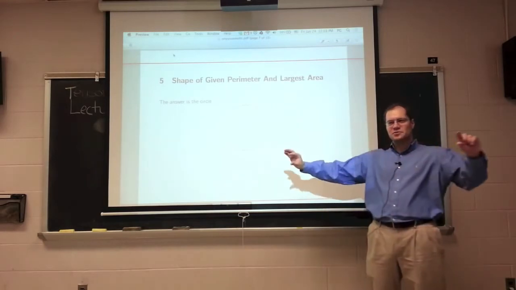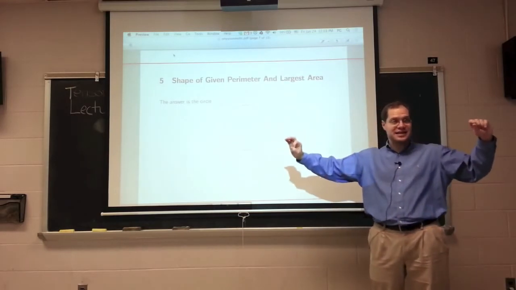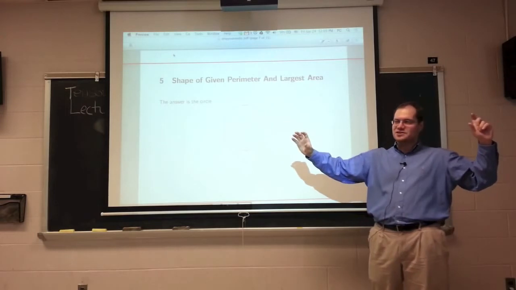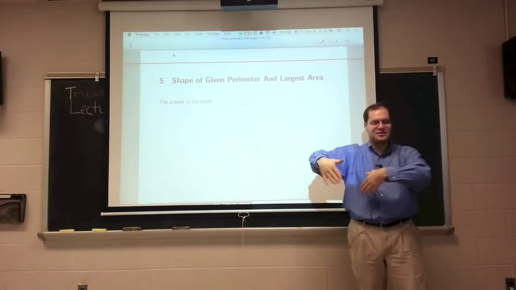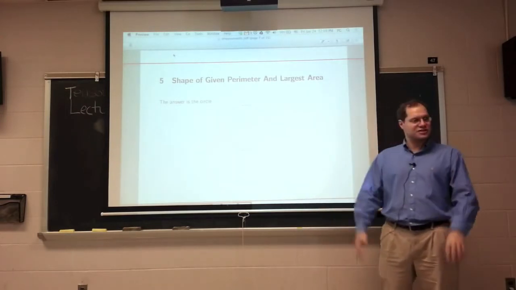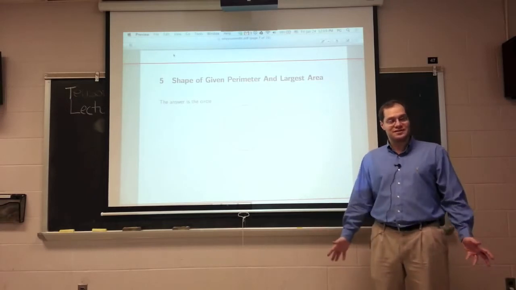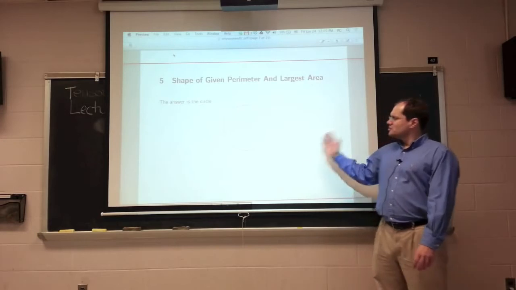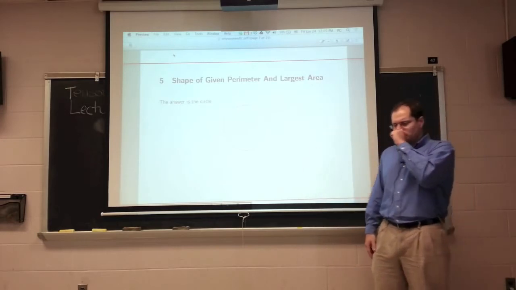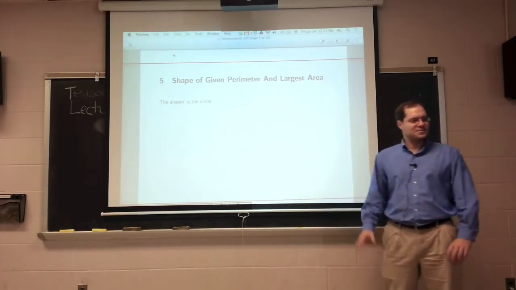You obviously wouldn't give yourself a long sliver of a rectangle, right? Because that's not much area. You would push it out as much as you can. So I think circle makes sense. But how do you actually prove that it's the circle? So this is one of the oldest problems. It could be the oldest optimization problem.